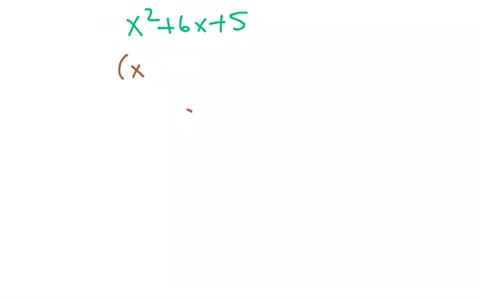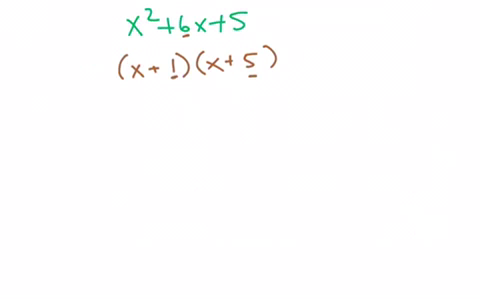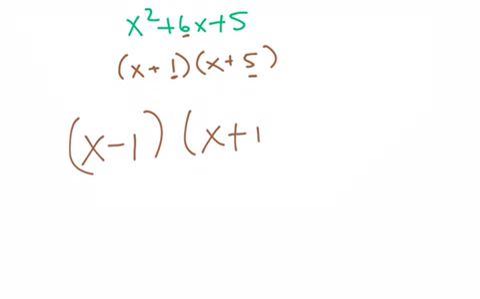So what times what is x squared? That's x and x. What times what is 5? Well, 5 is prime, so it better be 1 and 5. And because I can add 1 and 5 together, and that gives me 6, that gives me my other 0. So in conclusion, what are my zeros? What does this thing factor into, rather? x minus 1, x plus 1, and x plus 5.